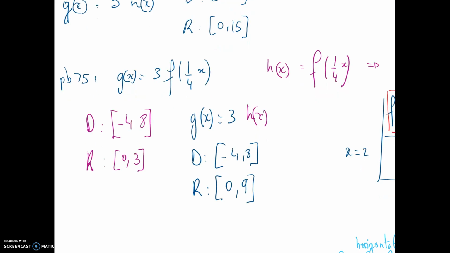Now, in terms of range, the range of my function h of x doesn't change, because when you are having a horizontal stretch or shrink, by the way, the domain changes, the range doesn't change. But when you're having a vertical stretch or vertical shrink, this is when the range is going to change. And in that case, the range is going to be multiplied by 3 because of the value of c, which is 3 times h of x. And so this is why the range is going to be 0, 9. 0 multiplied by 3 is 0. 3 multiplied by 3 is 9.